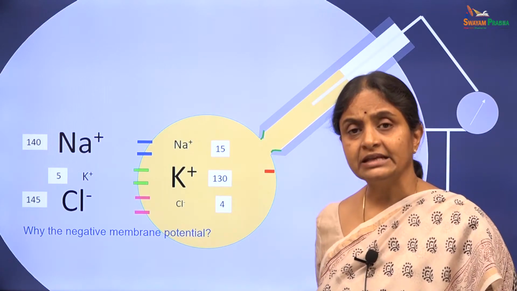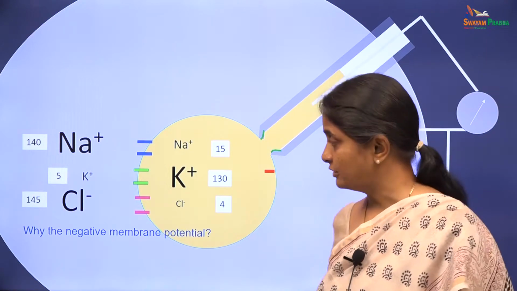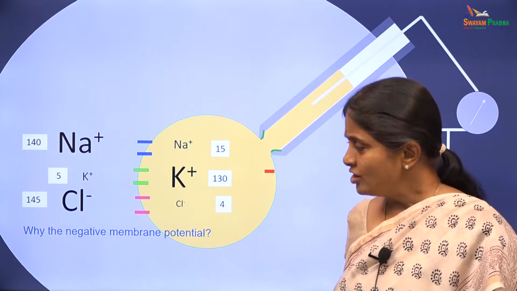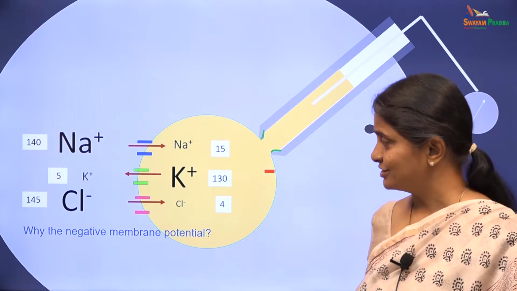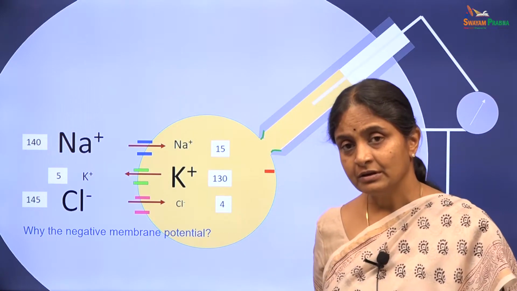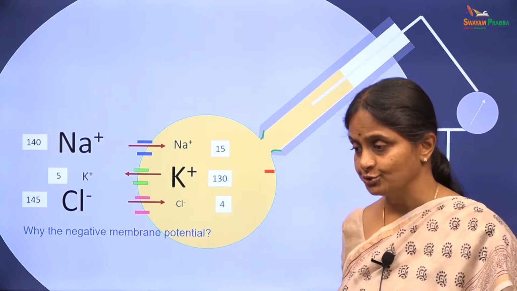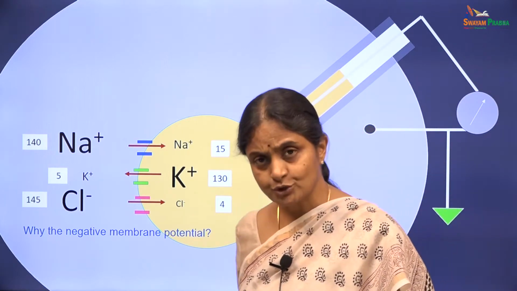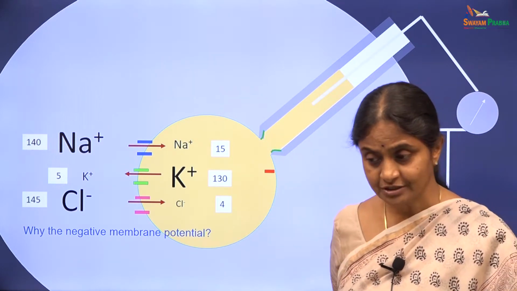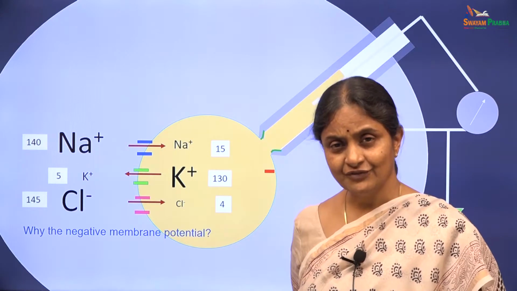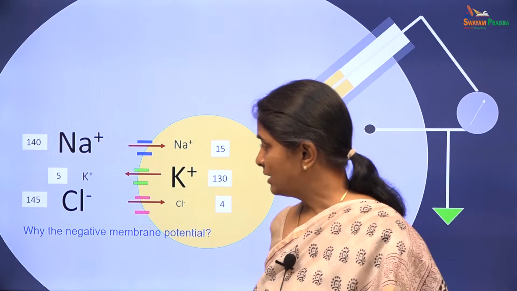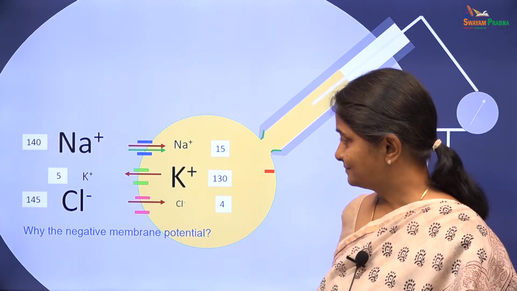Now, we know that there are channels for all these ions on the cell membrane. What if this membrane potential is a result of diffusion of these ions through their channels? Is it a diffusion potential? Something that could be predicted by the Nernst equation? A diffusion potential or an equilibrium potential? Is that what it is? What do we mean by that?